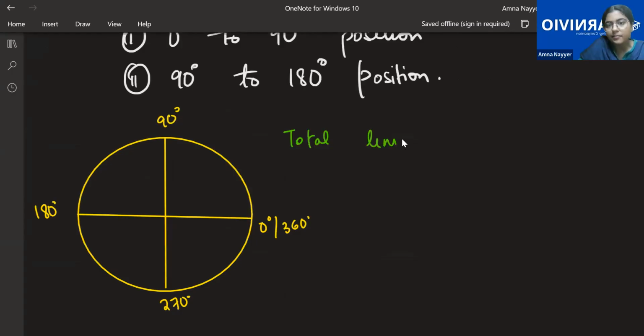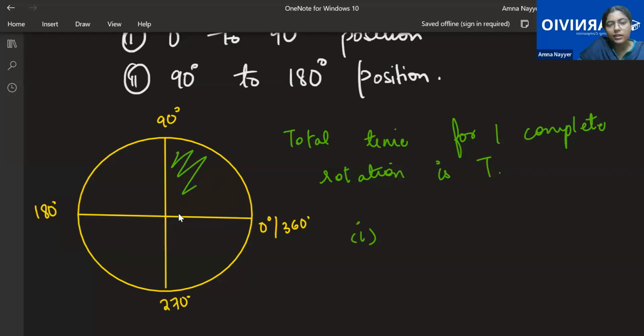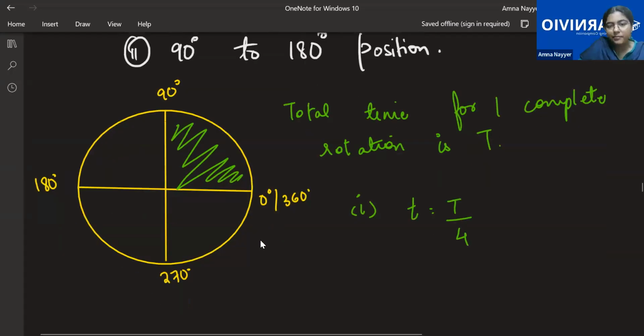Total time for one complete rotation is capital T. Now, if in the first part it goes from 0 to 90 degree, how much portion of the time is covered? It is one fourth. So the total is T, and this becomes T by 4. That's the time.